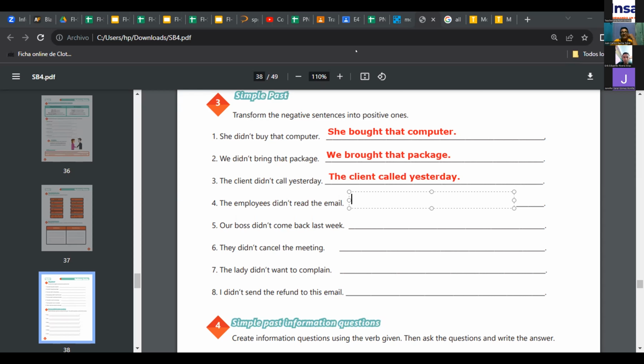Oh, hay un micrófono con mucho ruido. Tal vez lo pueden apagar, please, un poquito, un ratito, porque se oye mucho ruido.